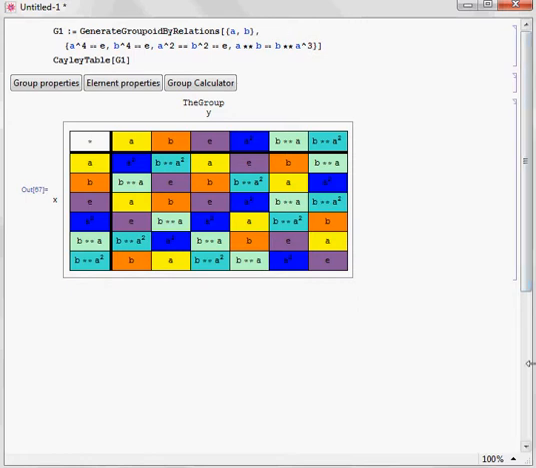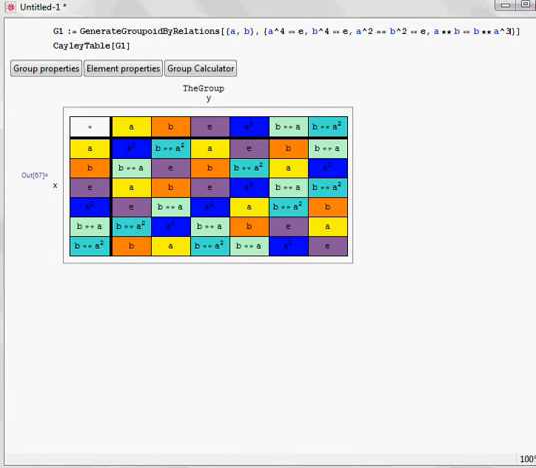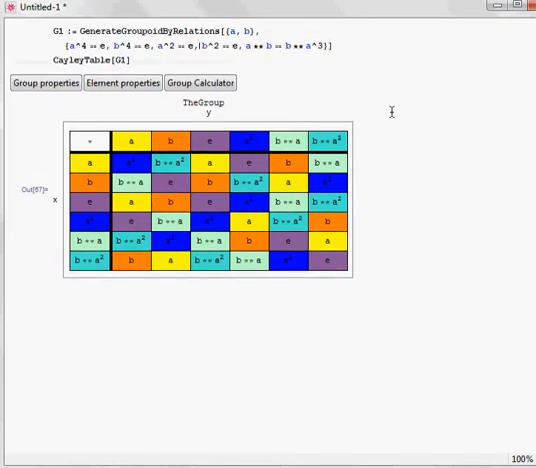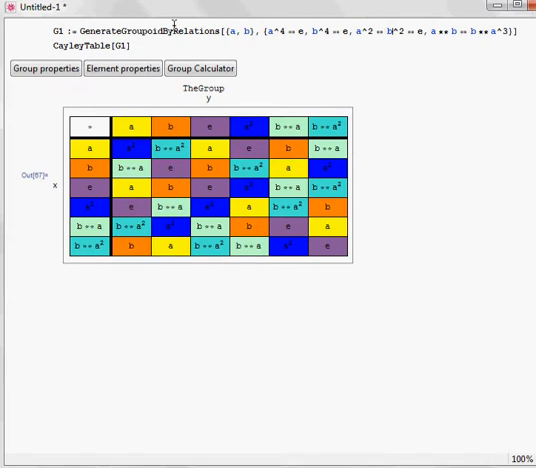These are the abstract relations of the quaternion group, if I'm correct. No, this is not correct. It should be like this. Was that in fact minus 1? Okay, let's test it.